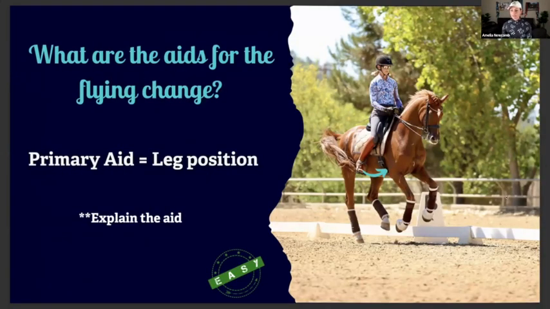So what are the aids for a flying change? How was I cueing Kensington in that video to do the flying change?